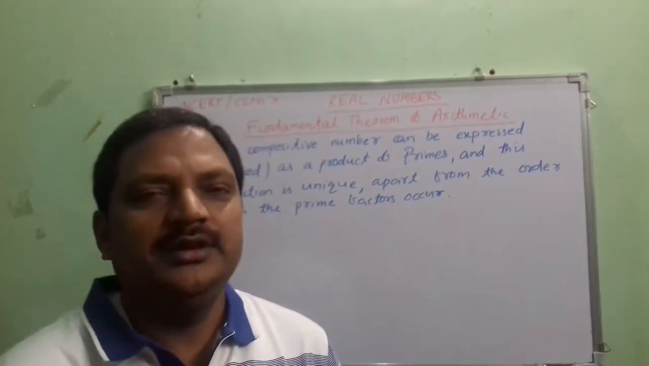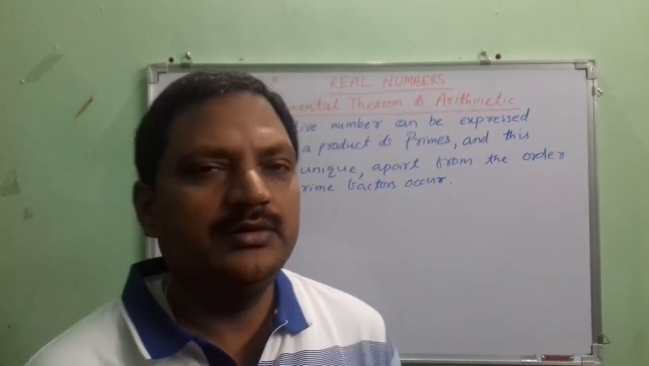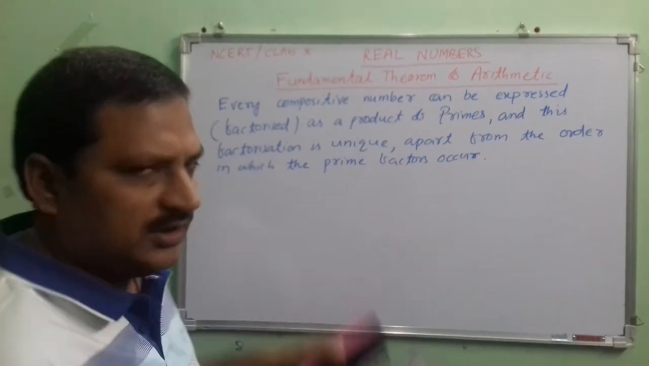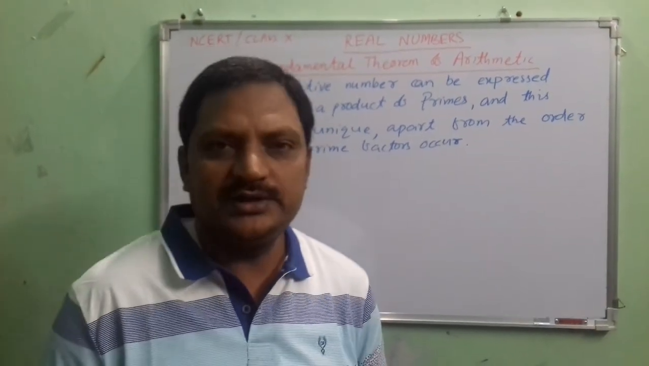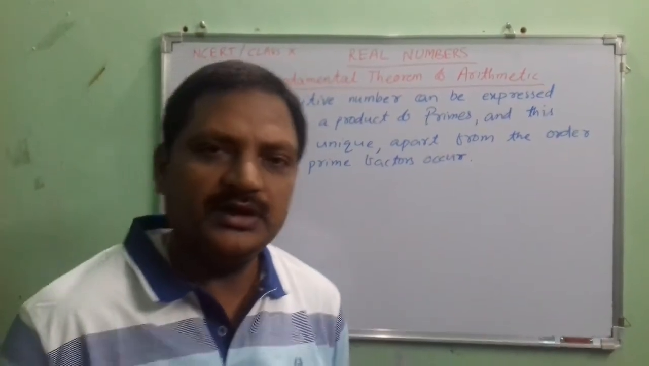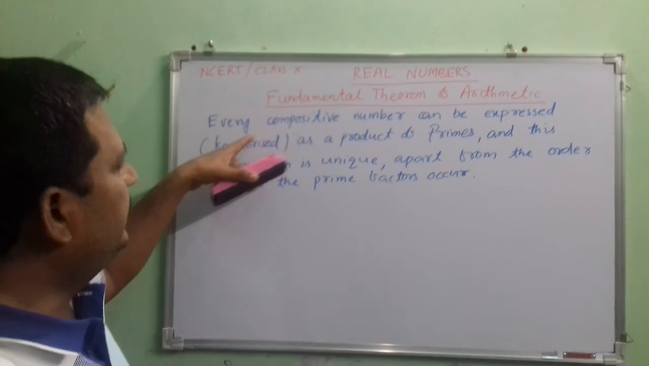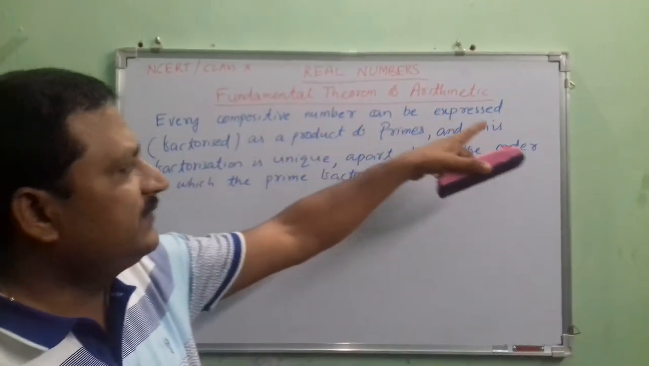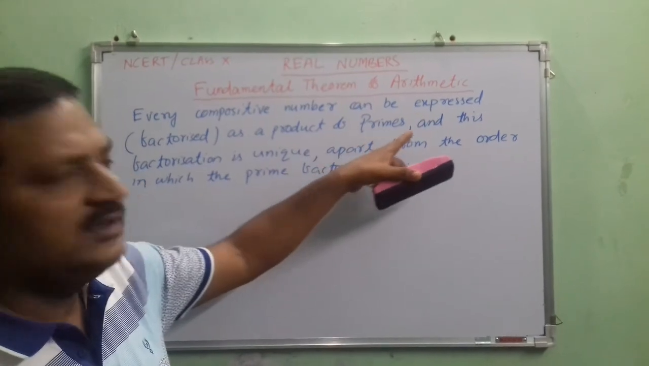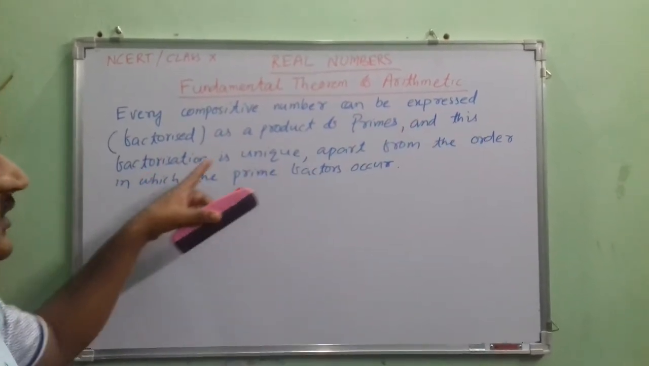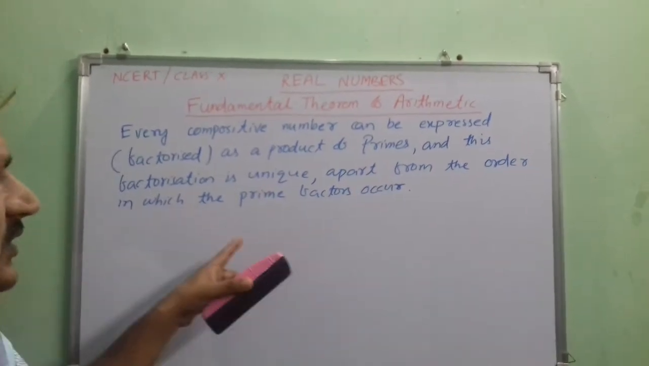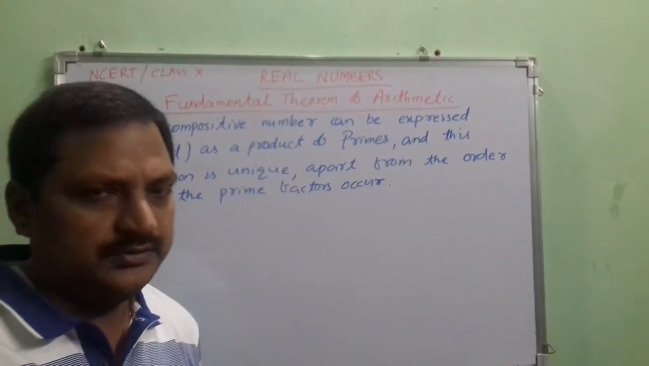Hello students, in this video we shall discuss the fundamental theorem of arithmetic, and earlier we have already discussed Euclid's division lemma. So today let's learn about the fundamental theorem of arithmetic. Every composite number can be expressed or factorized as a product of primes, and this factorization is unique apart from the order in which the prime factors occur.